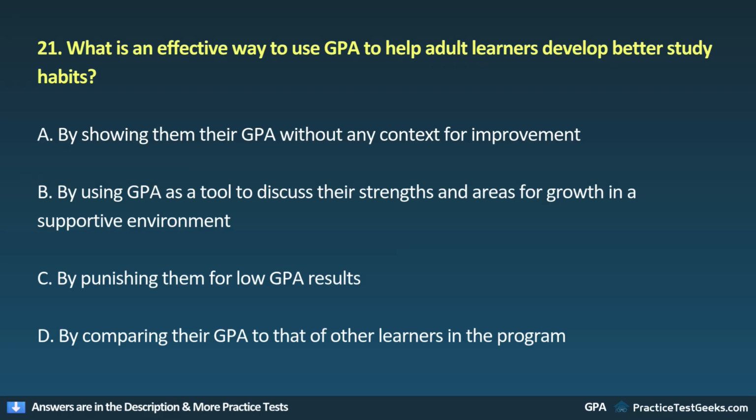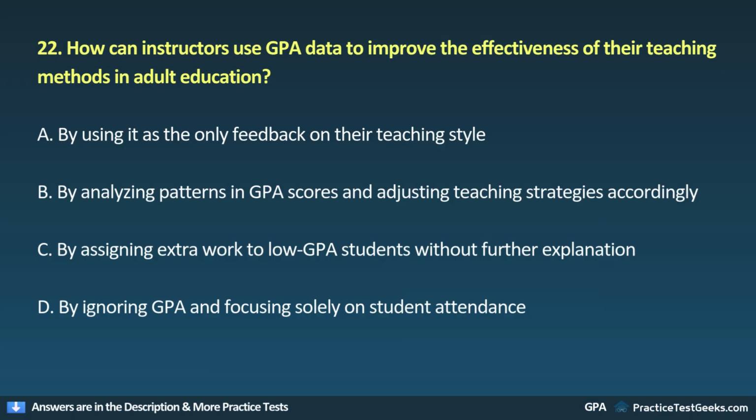B. By using GPA as a tool to discuss their strengths and areas for growth in a supportive environment. C. By punishing them for low GPA results. D. By comparing their GPA to that of other learners in the program. 22. How can instructors use GPA data to improve the effectiveness of their teaching methods in adult education?